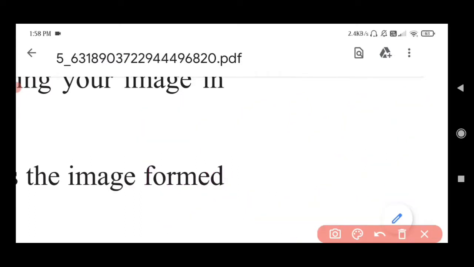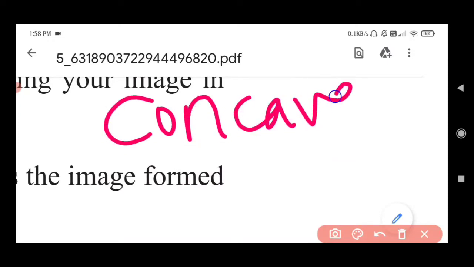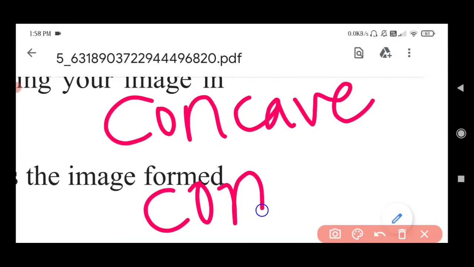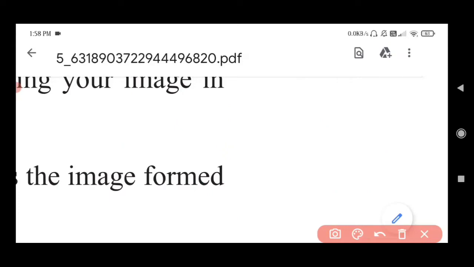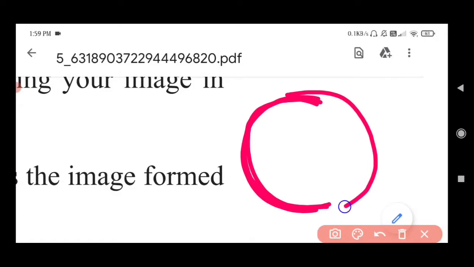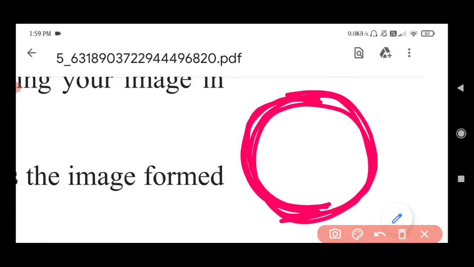So why concave and convex mirrors are also called spherical mirrors, let me explain. See, when I'm drawing this half circle, so this is a half circle, okay, and this is another half circle. If I draw, so this becomes a spherical mirror.